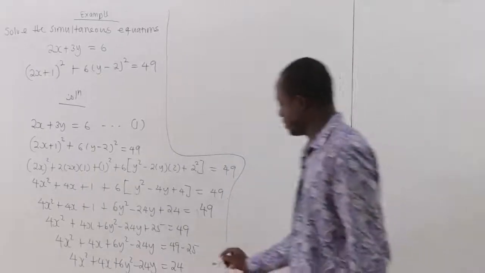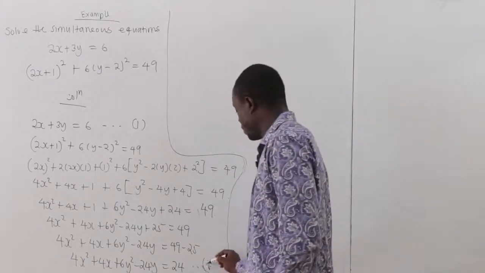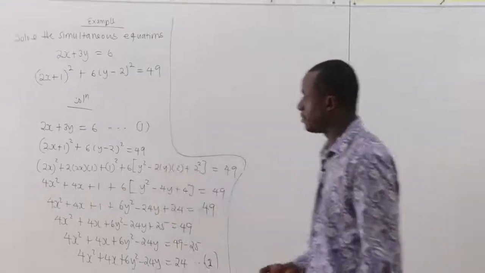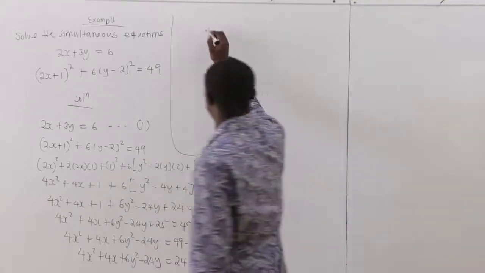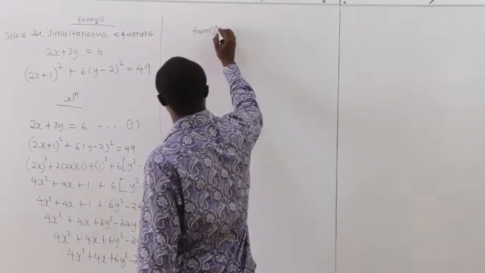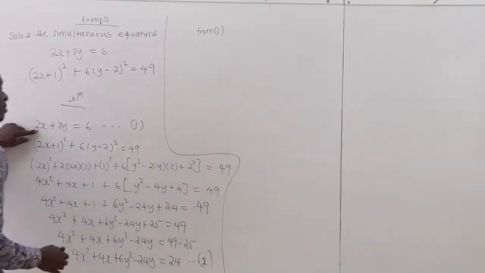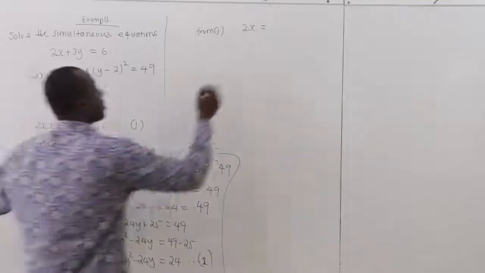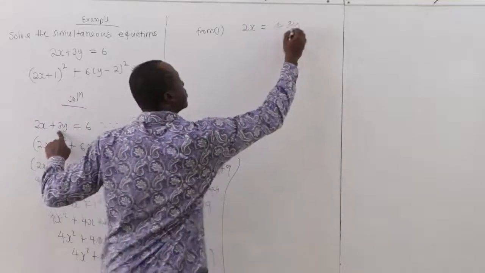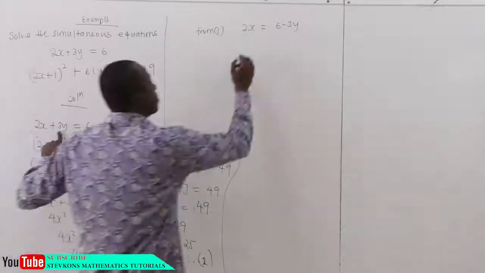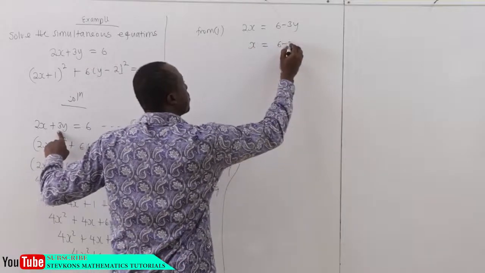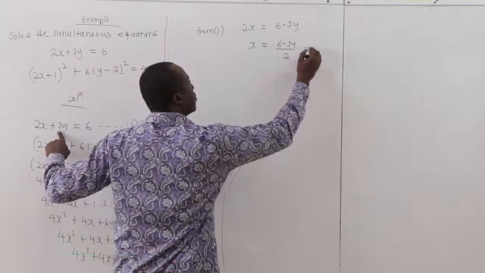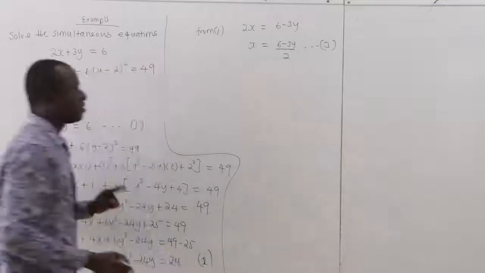Now let's say this is equation 2. Now we can make x the subject from equation 1. So clearly from equation 1, we want to make x the subject. So what do you have? 2x equal to 6 minus 3y. We want to make x the subject. X equal to 6 minus 3y all over 2. Let's say this is equation 3.